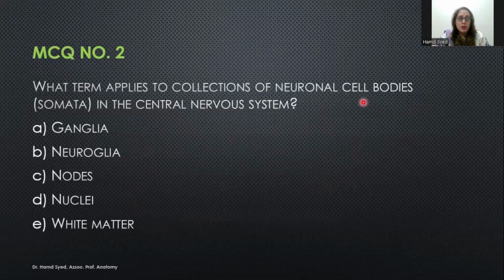Now, what term applies to collections of neuronal cell bodies in the central nervous system? I told you during the discussion that the collection of neurons within the central nervous system are known as nuclei. If they had asked about the collection of neurons in the peripheral nervous system, then the answer would have been ganglia. But since they're asking about the collection of neuronal cell bodies in the central nervous system, the answer is D, which is nuclei.